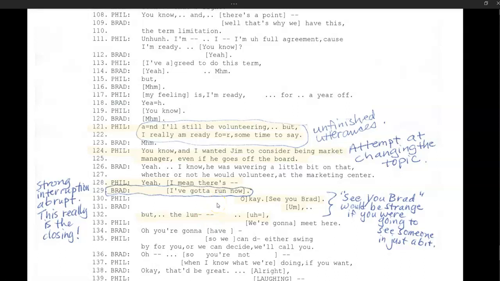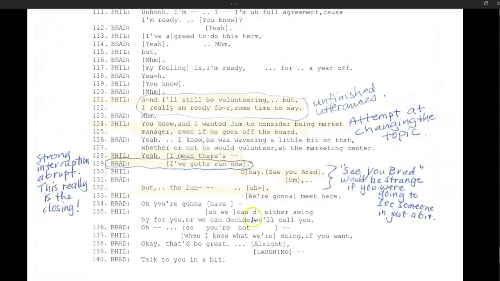Also, earlier Phil had invited Brad to lunch, and it would just be later within a few hours from their conversation. And Phil says, "Okay, see you, Brad." And "see you, Brad" is what we say when we don't know when we're going to see somebody next. And Brad says, but the lunch, and you see, wait, I thought we were going to lunch, so there's some confusion there. And then there's some laughing, and they seem to get it all sorted out.